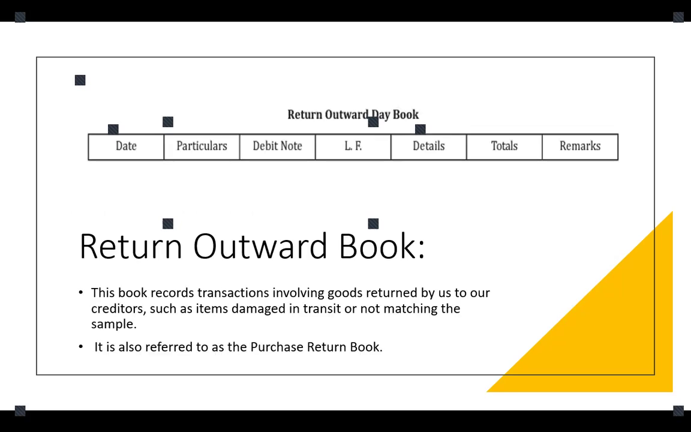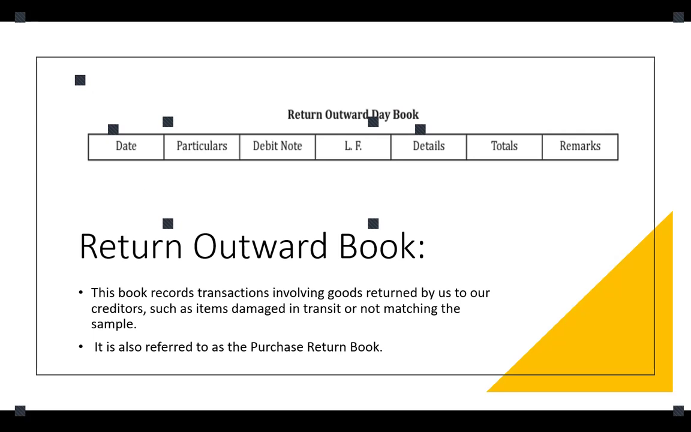Next, we will talk about the return outward day book. This book records transactions involving goods returned by us to our creditor, such as items damaged in transit or not matching the sample. It is also referred to as a purchase return book. In the specimen of the return outward book, the first column denotes date, second column particulars, third column debit note, fourth column ledger folio.